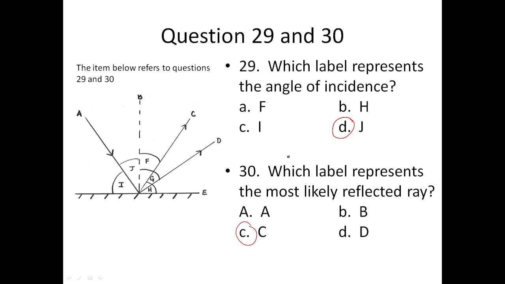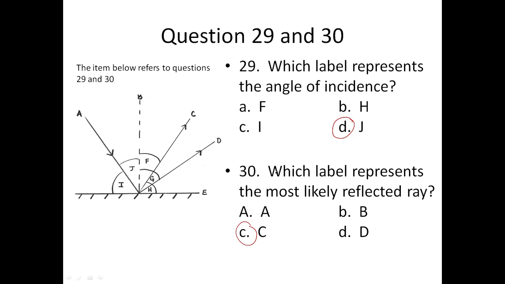The item below refers to questions 29 and 30. Which label represents the angle of incidence? And that would be J. Remember, the angle of incidence lies between the ray of incidence, or the incident ray, and the normal. B is the normal, the dotted line, so it's always between these. And this in here will be the angle of reflection.